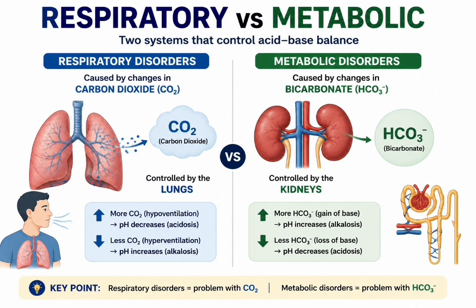Metabolic disorders are caused by changes in bicarbonate, or HCO3, and are controlled by the kidneys. Low HCO3 causes metabolic acidosis, while high HCO3 causes metabolic alkalosis. Remember this simple rule: lungs control PCO2, kidneys control HCO3. This makes ABG interpretation much easier.